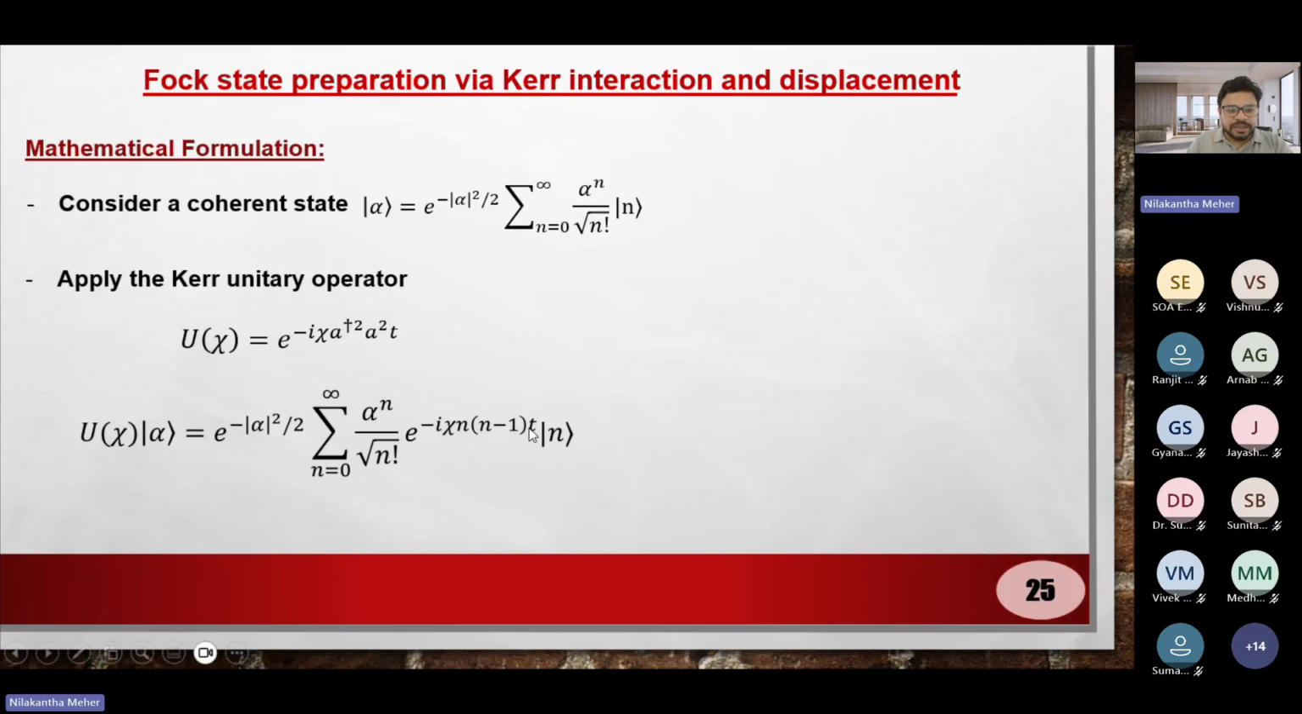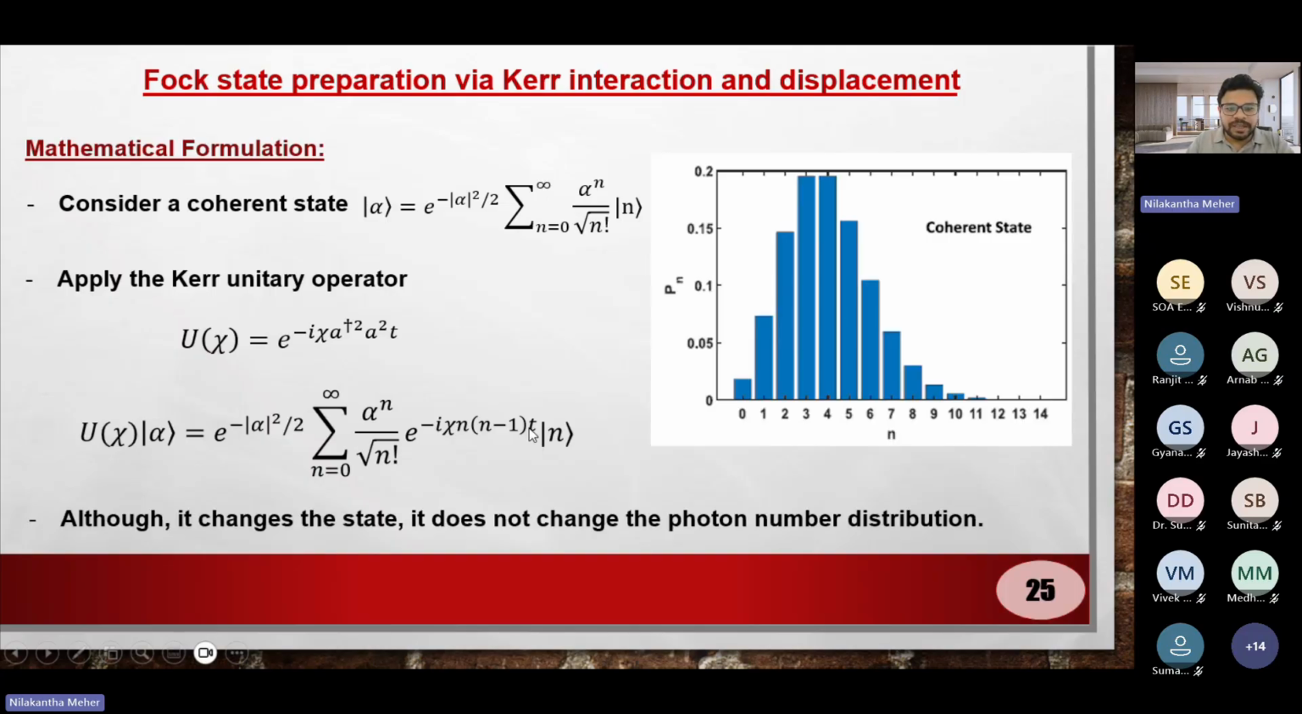If you see this state, although the state changes, it does not change the photon number distribution. The same photon number distribution is obeyed, that is, a Poissonian photon number distribution like a coherent state. Of course, it has changed the state, but the photon number distribution is the same. So that means only the Kerr unitary cannot prepare a Fock state, because again you have a Poissonian photon number distribution. Then there is no precise Fock state or photon number state.